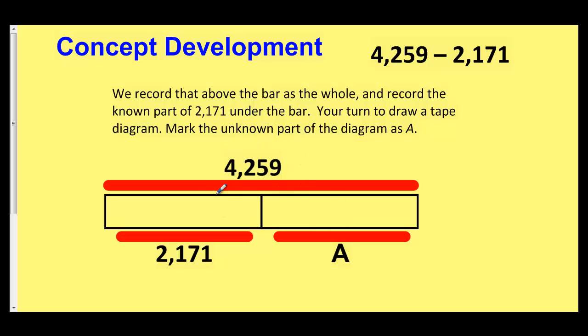So at the top we have our whole. So the whole is the large number, 4,259, and 2,171 represents a part that we're taking away, and the other part, or part A, is just going to represent what is left when we take away 2,171.